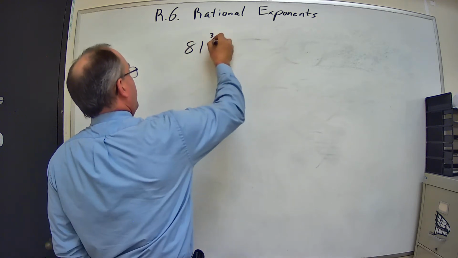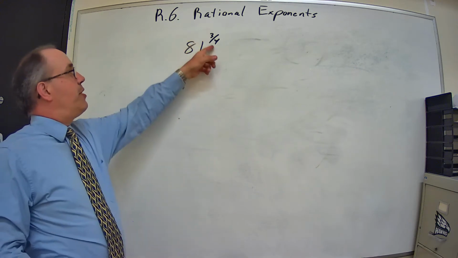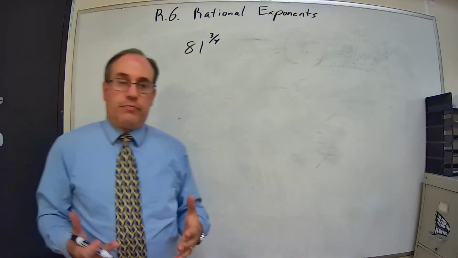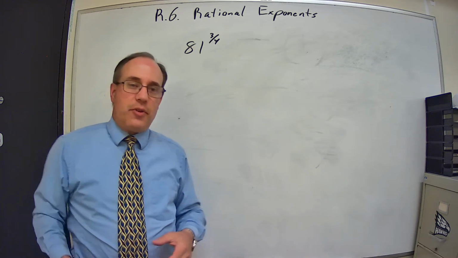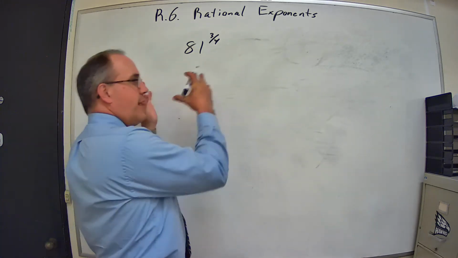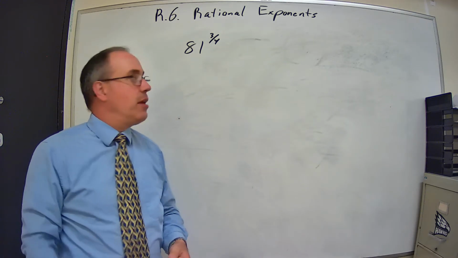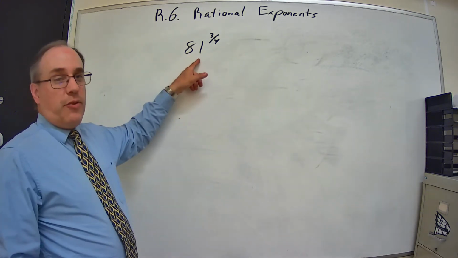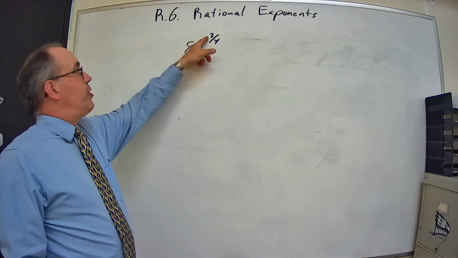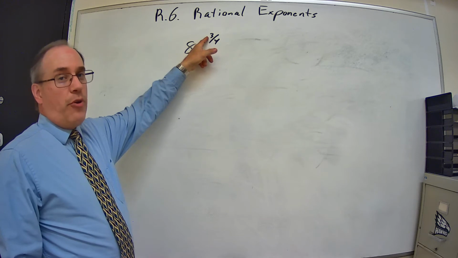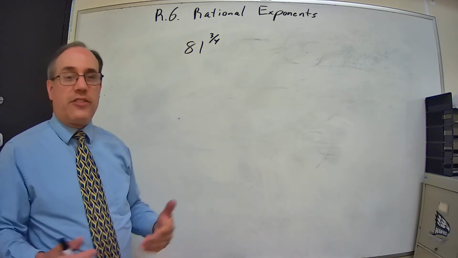81 to the 3/4. Well, what does that mean? That 3/4 tells us, and I'm going to state this so that we recognize it, because we kind of get caught in formulas sometimes and we don't recognize what's really happening. Basically, what it tells us is if we have a rational exponent, the numerator of that exponent is the power, the denominator of that exponent is the index of the root.